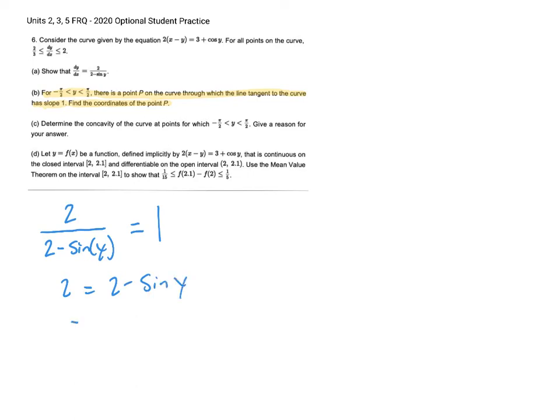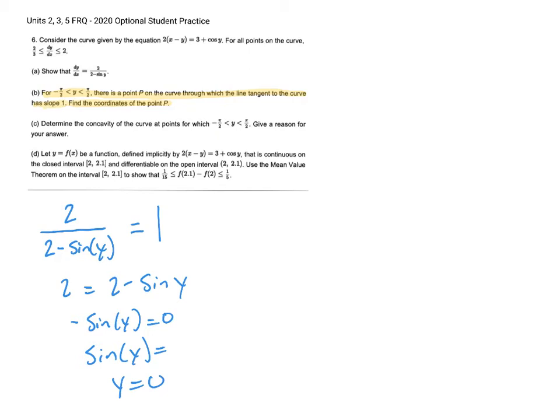This tells me that negative sine y equals 0. The sine of y is 0, and therefore y equals 0. Okay, that's the y coordinate. To get the x coordinate, I have to plug y into the original equation.